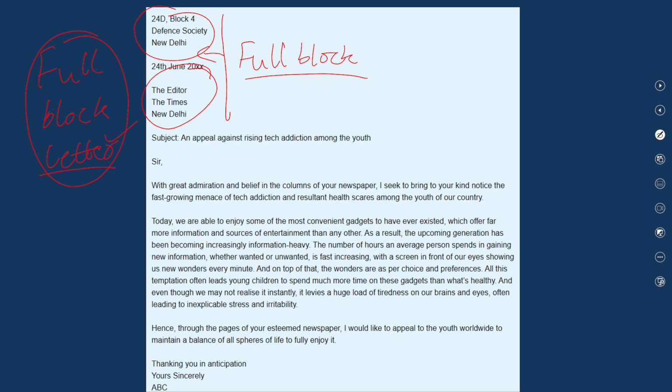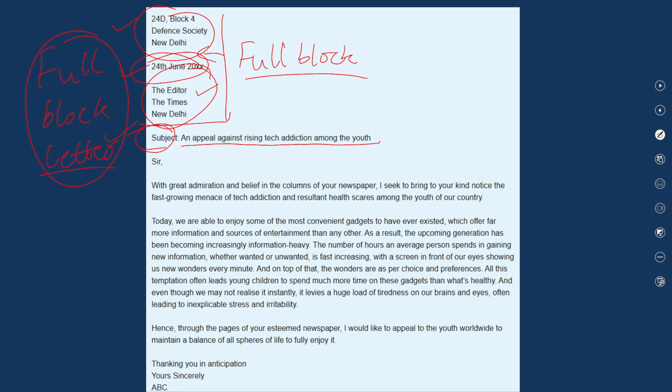This is the full block format and it is widely used, and you must write your letter in this full block format. So this is the sender's address, date in the middle, followed by the spacings, a line above and below, and then the address of the receiver, the recipient's address. After leaving a line, you can write your subject. By reading the subject, we can quickly understand why the letter was written. Here, it is an appeal against rising tech addiction among the youth.